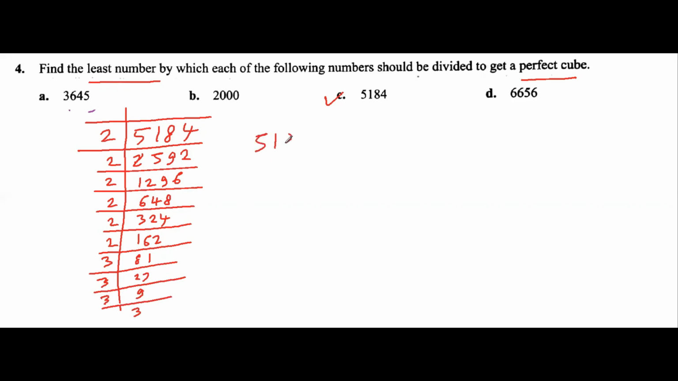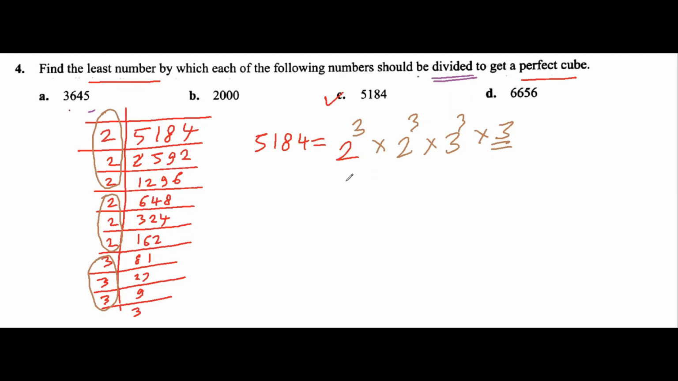So if I want to find the factors, I can write the factors of 5184 as 2 to the power of 3. This is a group of triplets of 2, so I will write 2 cube. And then this is again triplets of 2, I will write 2 cube. Then again here I have the triplets of 3, I am going to write 3 cube. But this 3 remains extra. So to make this a perfect cube, what they are saying is divide by the least number. So I have to divide this by 3 to get a perfect cube. So my answer will be 3. Okay.